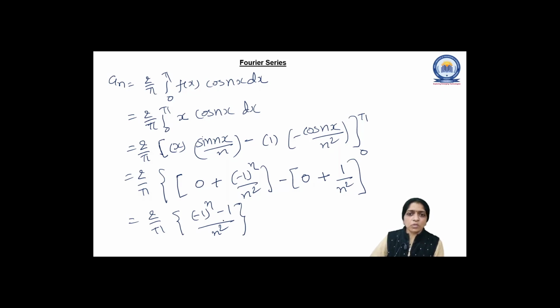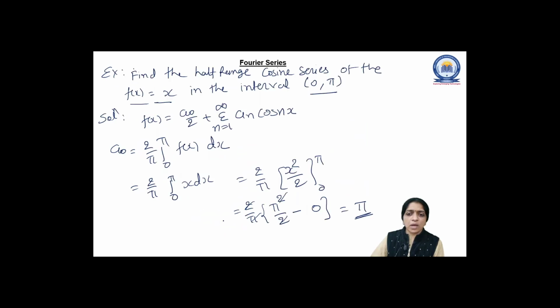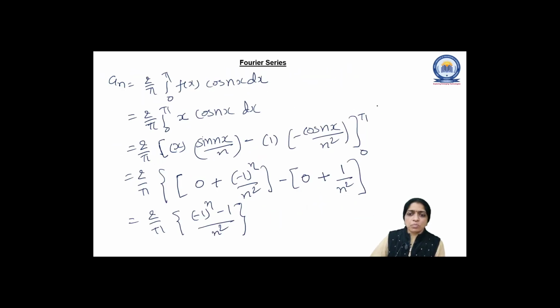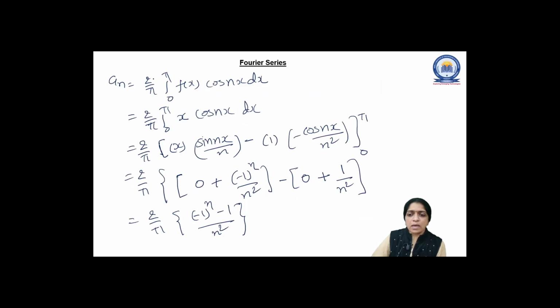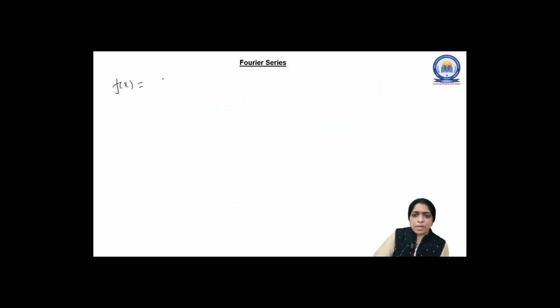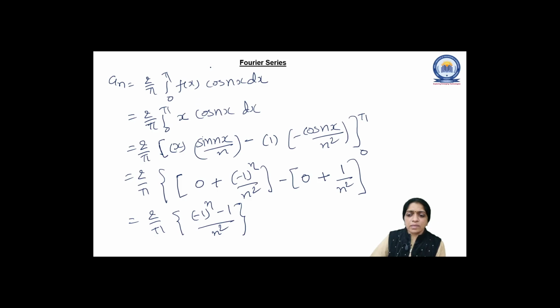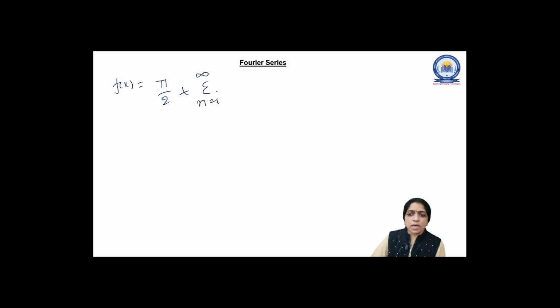Now I am going to substitute the value of a0 and an in equation 1. So my half-range cosine series is f of x is equal to the value of a0, that is pi, by 2, plus summation n 1 to infinity, and the value of an, that is 2 by pi, minus 1 raised to n minus 1 upon n square.